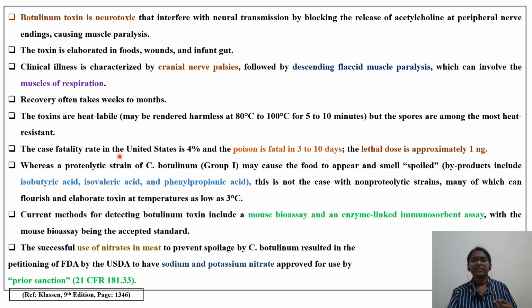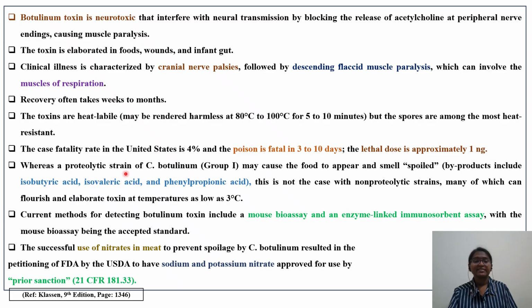The case fatality rate in the United States is 4%. In the US, 4% mortality is there. Poisoning is fatal in 3 to 10 days after having consumed this contaminated food. Lethal dose is about 1 nanogram. So again I told you, read about oral LD50, then intravenous LD50 in the case of mice, and also this 1 nanogram lethal dose.